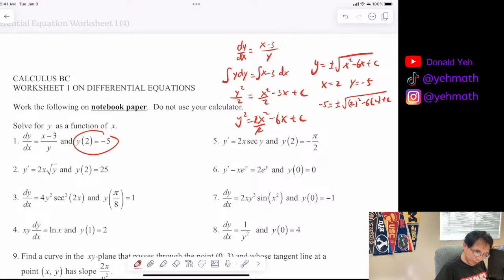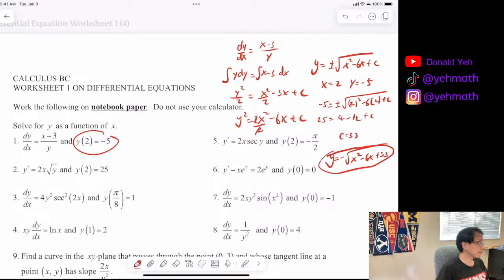And then you can say, well, squaring both sides, 25 is equal to 4 minus 12, sorry, 4 minus 12 plus c. And c is equal to 33. So you're going to go back and write down the original equation. You're going to use the negative sign because that's the only way to get -5. And then that's going to be y equals negative square root of x squared minus 6x plus 33. And this is the final equation at the end.